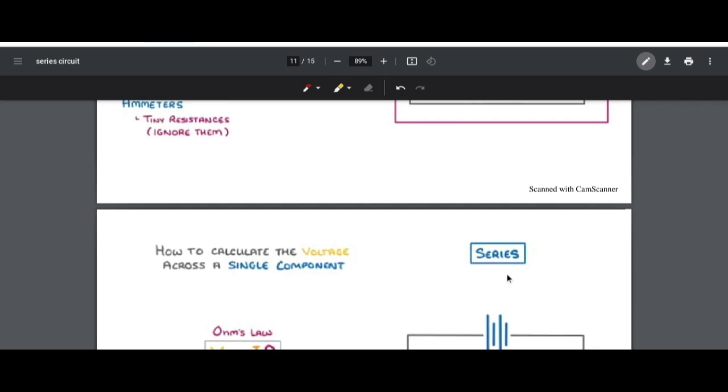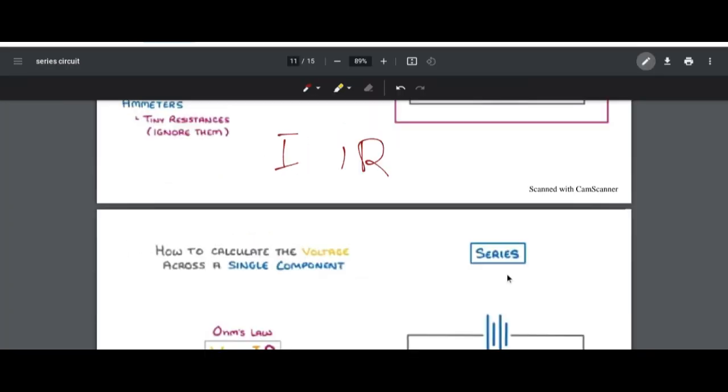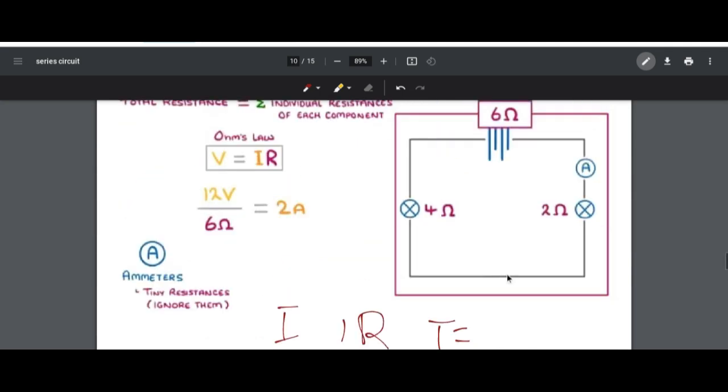When you have a current and you have the resistance, you can easily measure the voltage of that circuit by using this formula. Which formula? V is equal to IR. You can measure the voltage by putting in the current and the resistance value. If you didn't have the current, you can put in the voltage and resistance, and you will get the current.